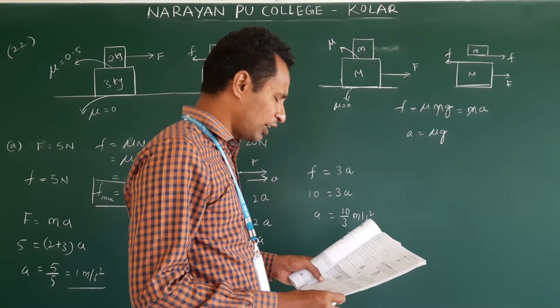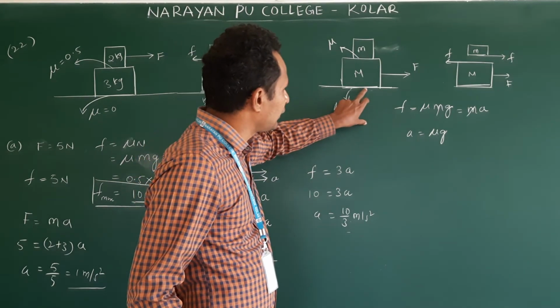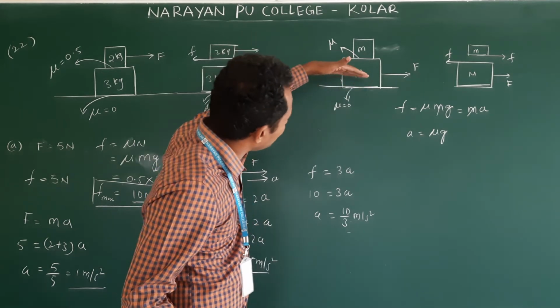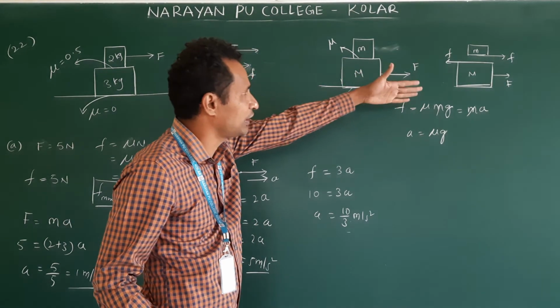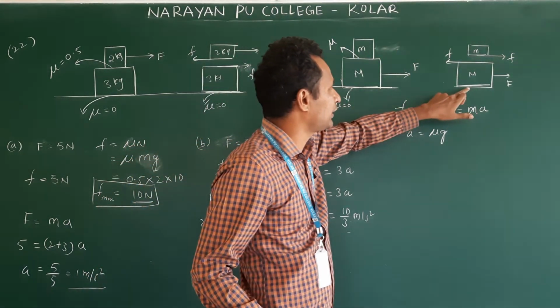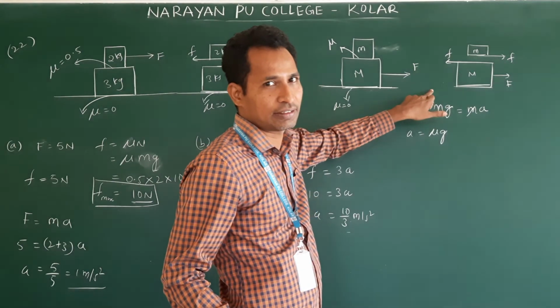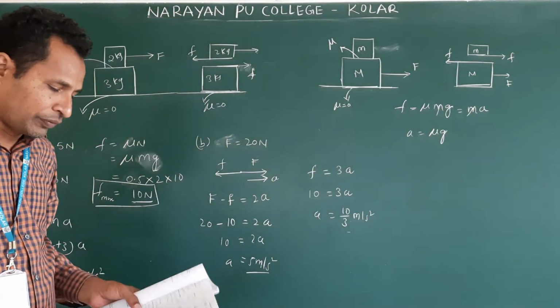Clear? Now object 2. Second question. A block of mass. See here, I have taken smooth surface here. If it is not a smooth surface, the answer will change, because again there will be a friction that acts in the opposite direction. Clear? That's a different case, but they did not mention in the question.